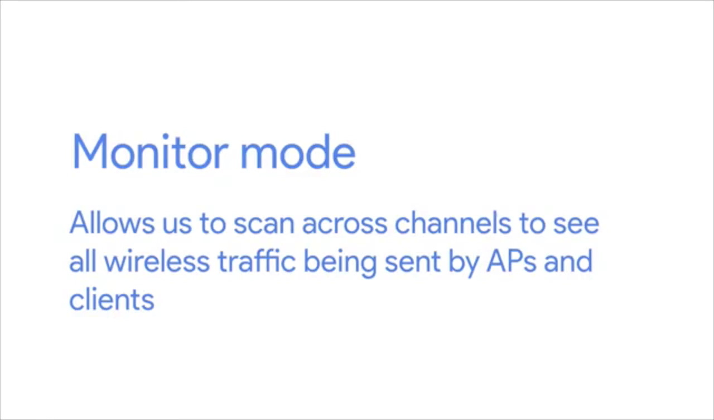Monitor mode allows us to scan across channels to see all wireless traffic being sent by APs and clients. It doesn't matter what networks they're intended for, and it wouldn't require the client device to be associated or connected to any wireless network. To capture wireless traffic, all you need is an interface placed into monitor mode. Just like enabling promiscuous mode, this can be done with a simple command. But usually the tools used for wireless packet captures can handle the enabling and disabling of the mode for you.